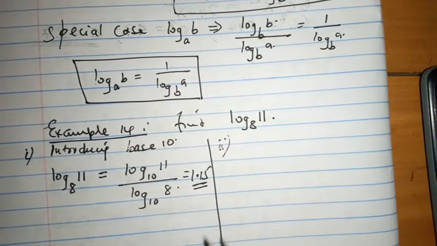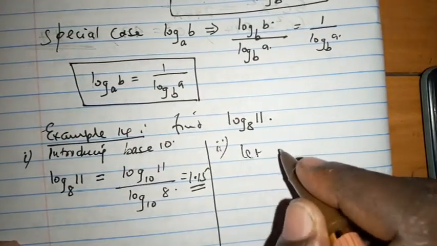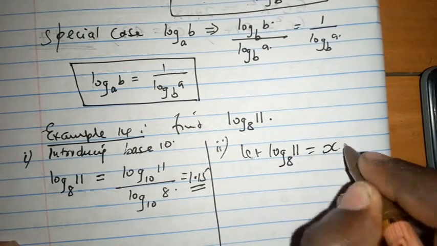The other method, the other approach, you may let log to base 8 of 11 be equal to x.